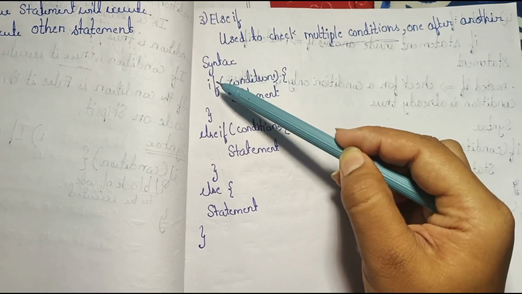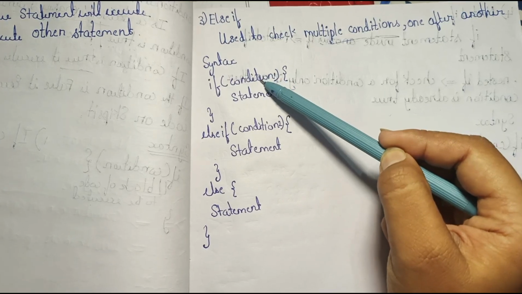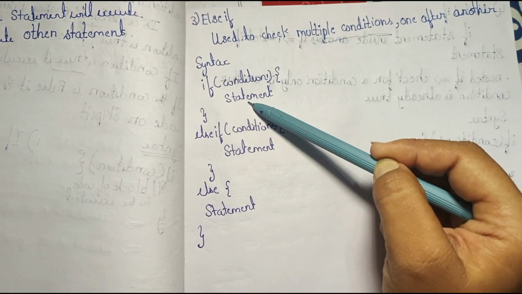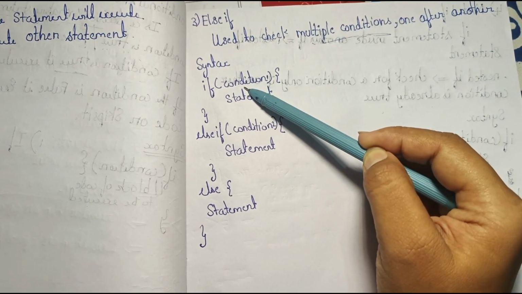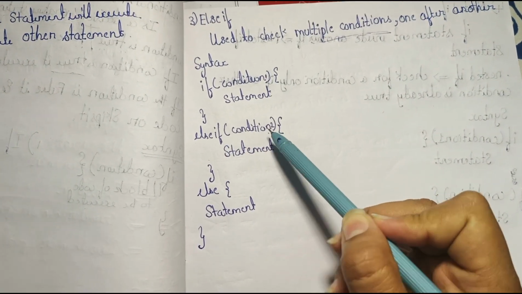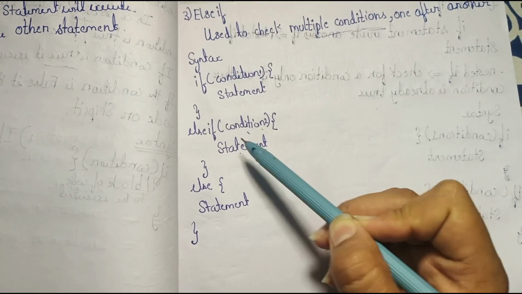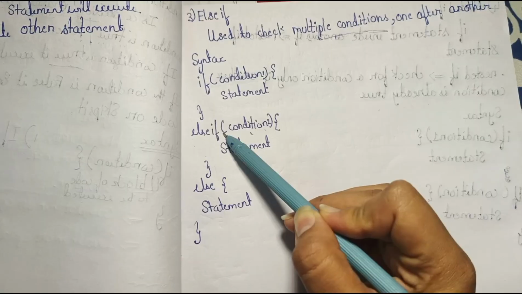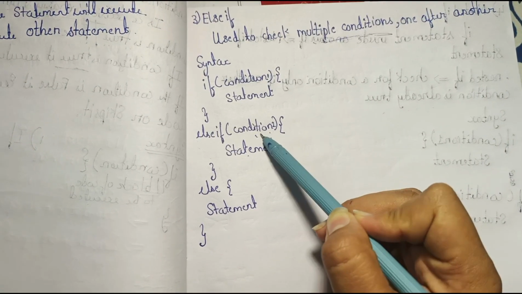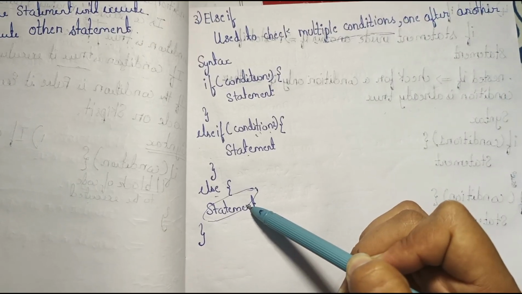This is the syntax. If this particular condition is there and if this condition is true, this statement will be printed. If this condition is false, then it goes to the else if statement. It will check the condition. If this condition is true, it will print this statement. If even this else if condition is false, then it goes to the else statement to print this statement.